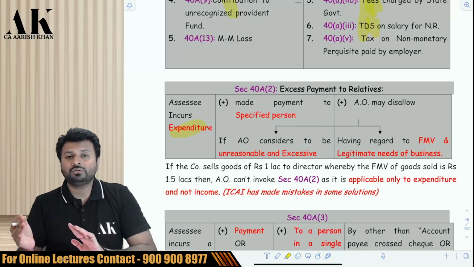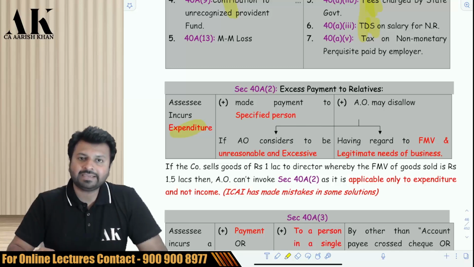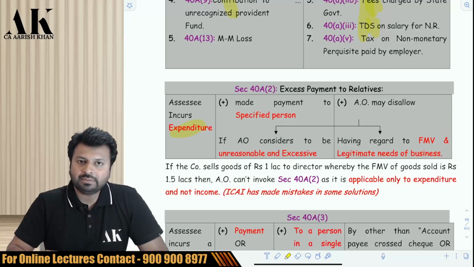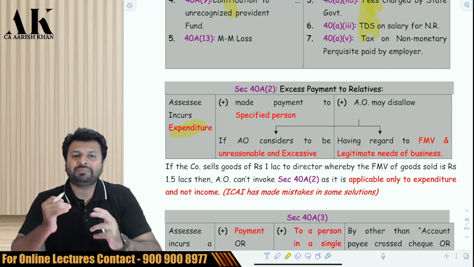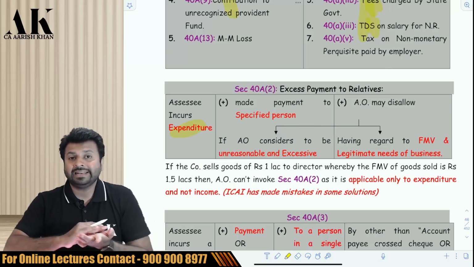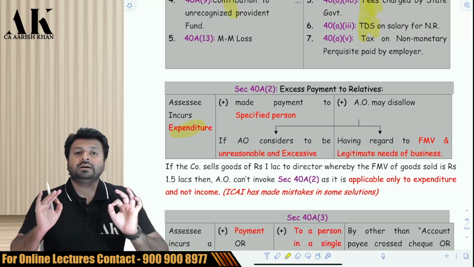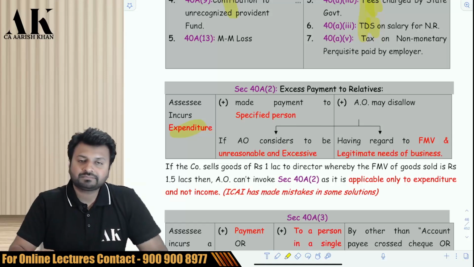Excess as compared to what? As compared to the fair market value, as compared to the legitimate needs of the business. If I am making an excessive and unreasonable payment, then the assessing officer will disallow the excess amount. Only the excess amount is disallowed. Suppose I am making you a payment of 1,50,000 rupees and the fair market value of that expenditure is say 1 lakh, then the extra 50,000 will be disallowed under Section 40A subsection 2. What is disallowed over here is a payment in relation to an expenditure.